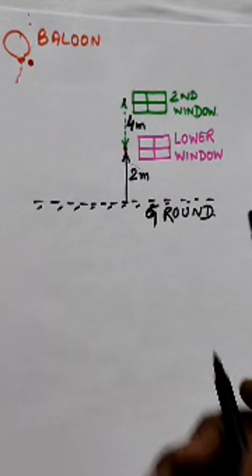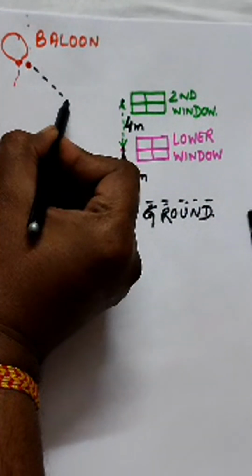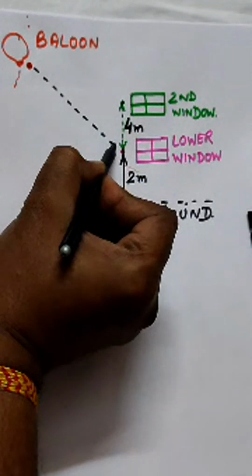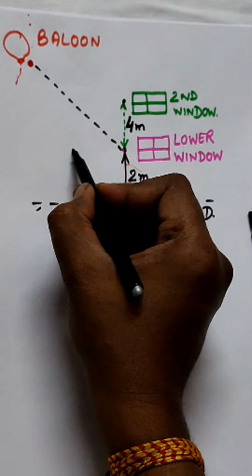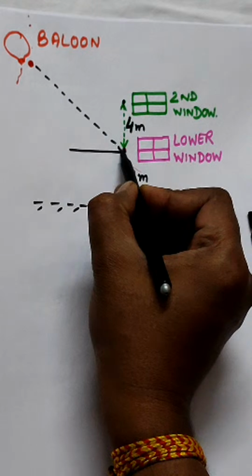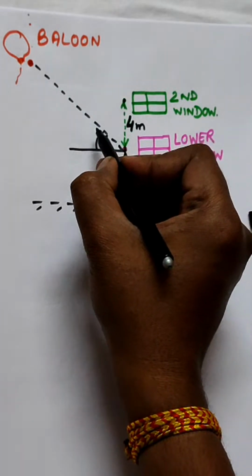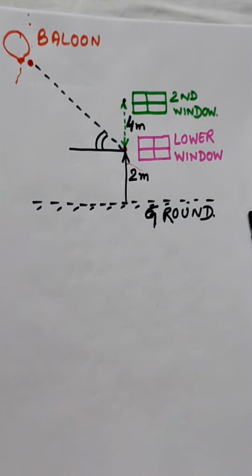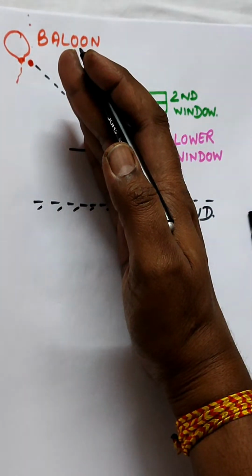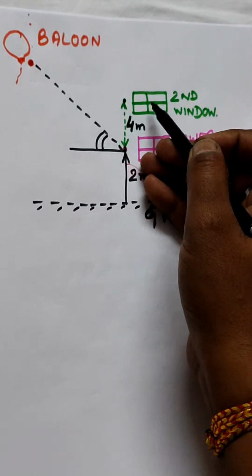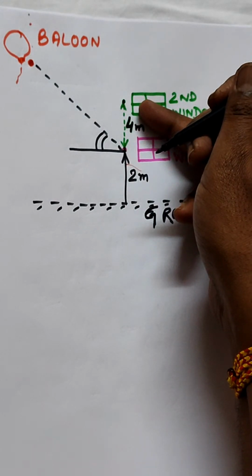From here the angle of elevation, that means you are looking upward, so this will be the angle of elevation from the lower window. This is 60 degree and 30 degree respectively. From the lower window you are looking more upward, and from the upper window you are looking less upward because you are increased with a height of 4 meter, right?